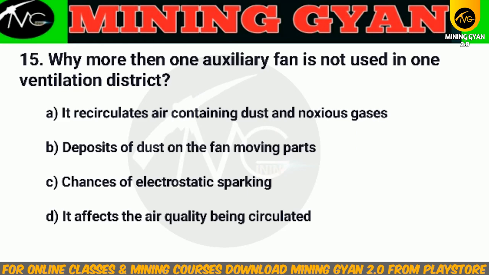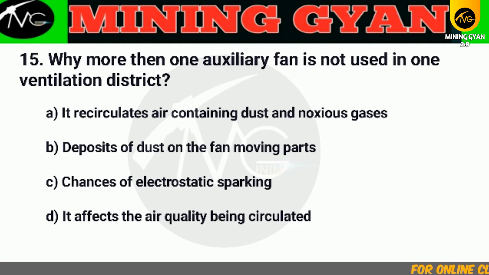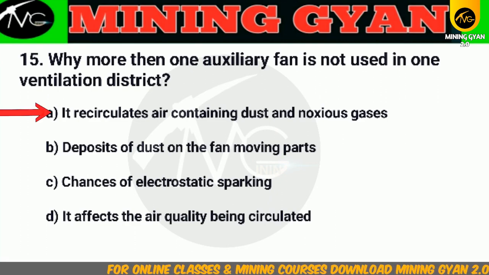Next question is, why is more than one auxiliary fan not used in one ventilation district? A. It recirculates air containing dust and noxious gases. B. Deposits of dust on the fan moving parts. C. Chances of electrostatic sparking. D. It affects the air quality being circulated. Right answer is A. It recirculates air containing dust and noxious gases.